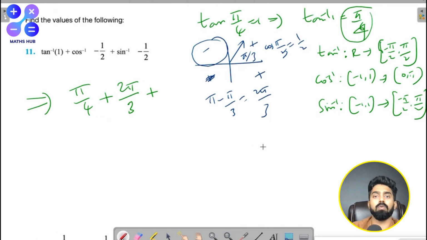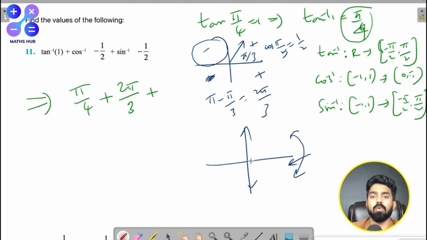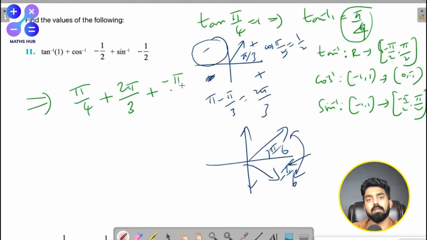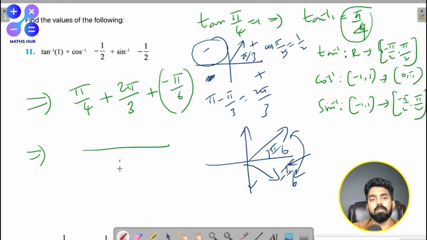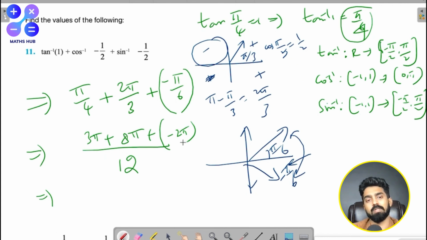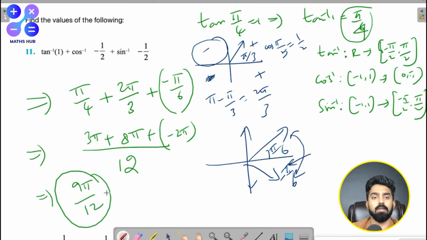And similarly for sine, what will you do? Sine goes from minus pi by 2 to pi by 2. So these two ranges, right? And this is again negative, so it will be over here. So sine of half is what? Sine half is pi by 6. So negative will be minus pi by 6, right? That's it. You just need to figure out the opposite value. So this would be minus pi by 6. So we need to add all of these together. So what will be the LCM? The LCM of 3, 4, 6 will be 12. So 4 into 3, 3 pi, plus 3 into 4, 4 pi, minus 2 pi. So total you will get 9 pi by 12.